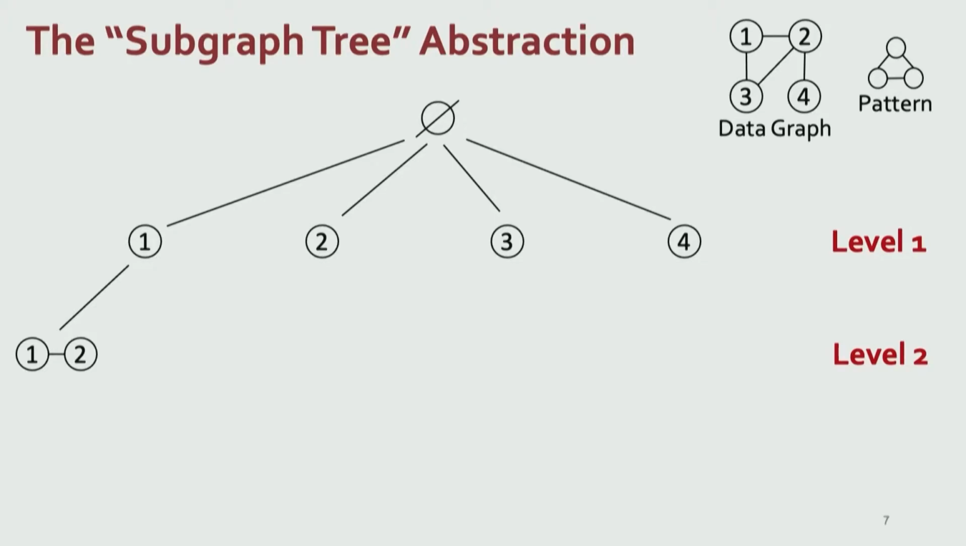From level 1 to level 2, we add 1 more vertex, which in the original data graph is in the neighborhood of the parent subgraph. For example, here the parent subgraph is vertex 1. It has neighbors 2 and 3 in the data graph. So 1 can become 1, 2, or 1, 3. Adding a vertex is called a vertex extension step, and we can keep extending the subgraph until the size of the subgraph is the same as the pattern, and then we can compare it with the pattern to see whether it is a match or not.